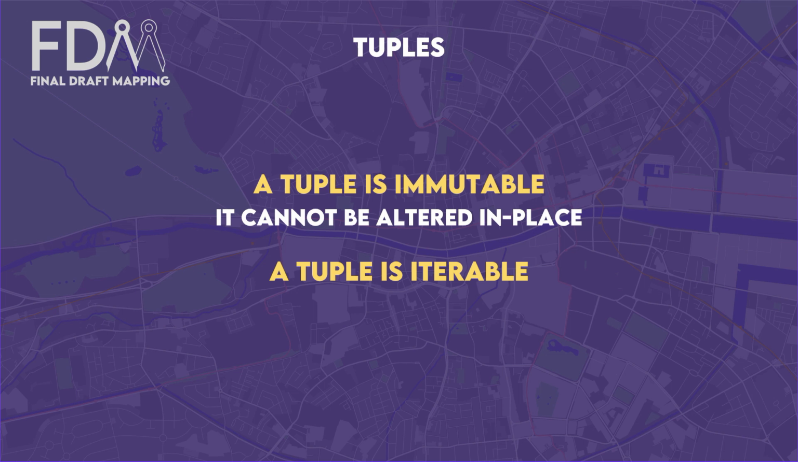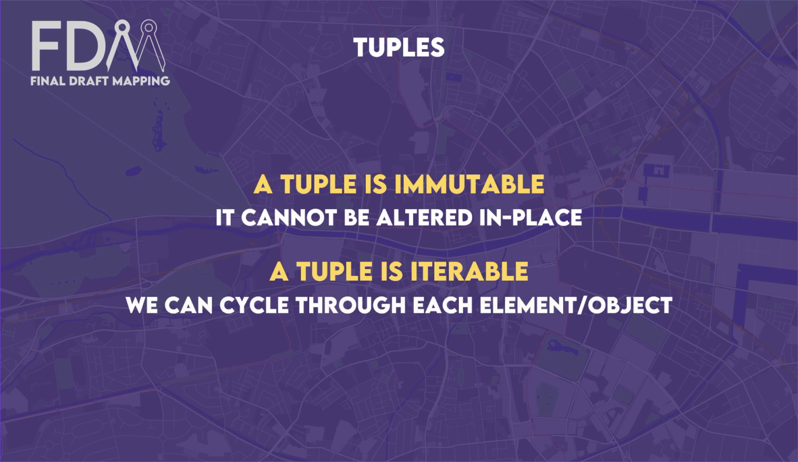A tuple is iterable. This means we can cycle through each element or object, and we'll see that later on in this course. For now, let's head over to PyScripter and take a look at the tuple data type in Python.